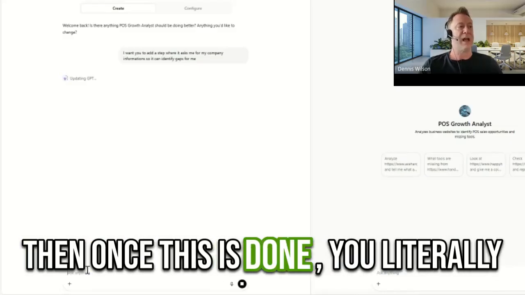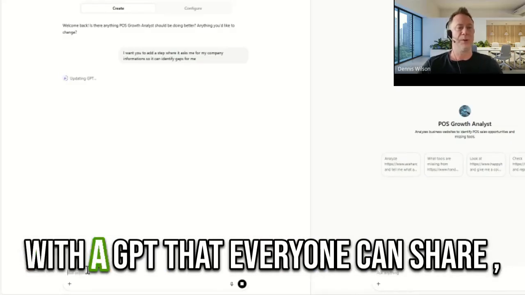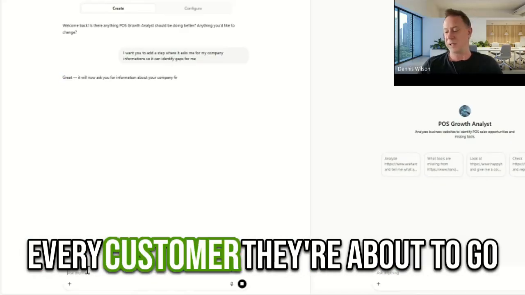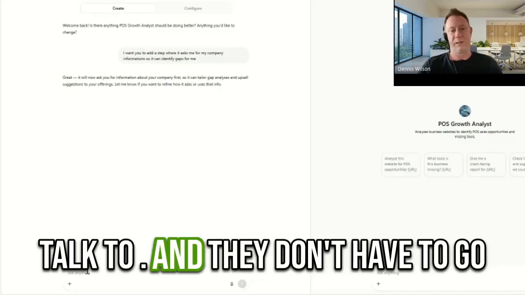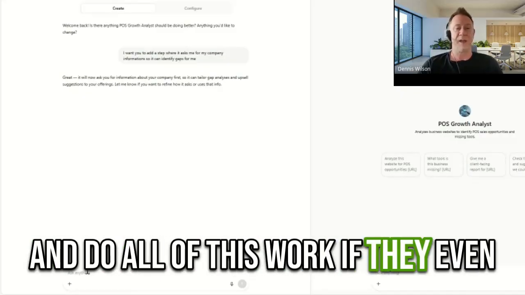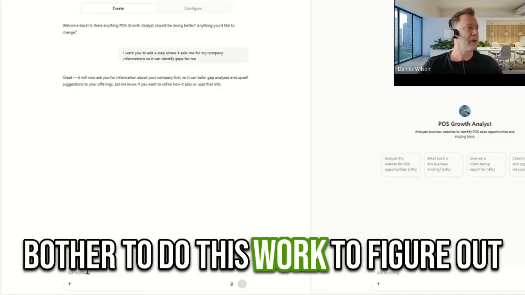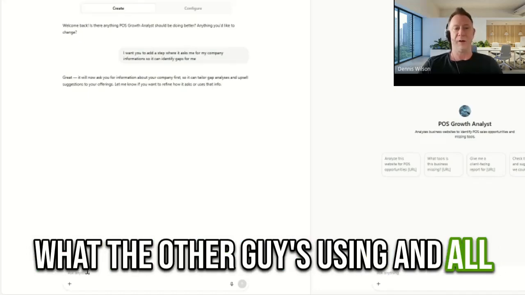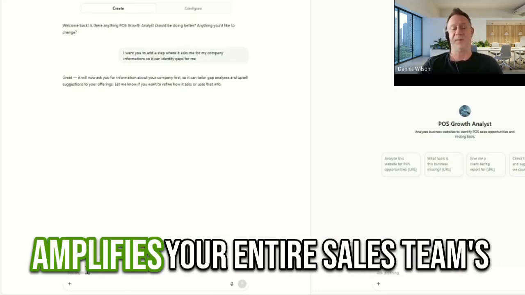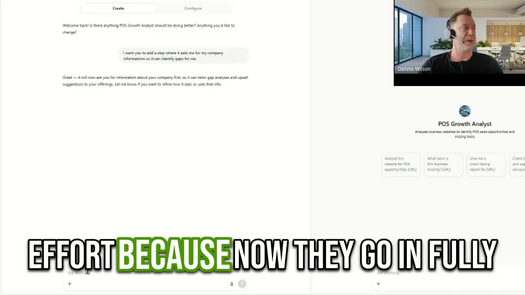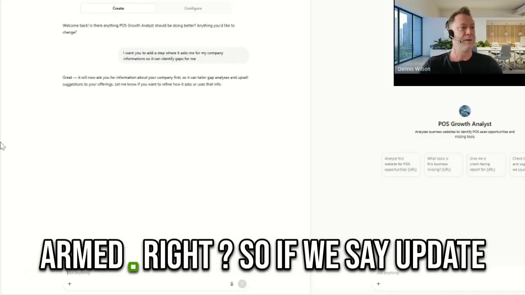And then once this is done, you literally could have your sales department with a GPT that everyone can share, and all they do is go in and analyze every customer they're about to go talk to, and they don't have to do all of this work, if they even bother to do this work, to figure out what the other guy's using and all that kind of stuff. So it just amplifies your entire sales team's effort, because now they go in fully armed, right?